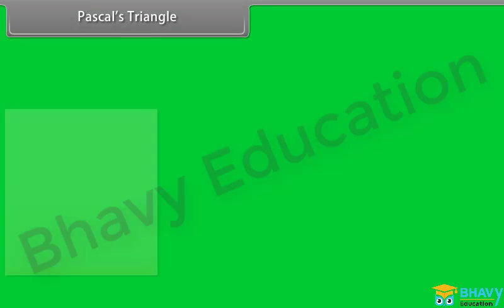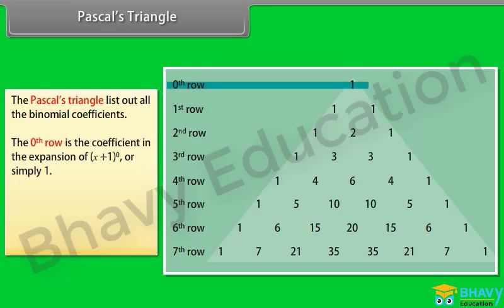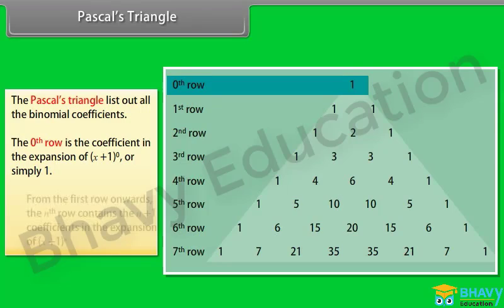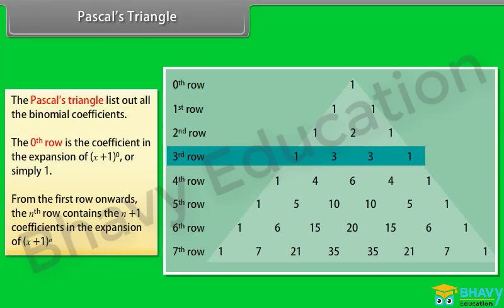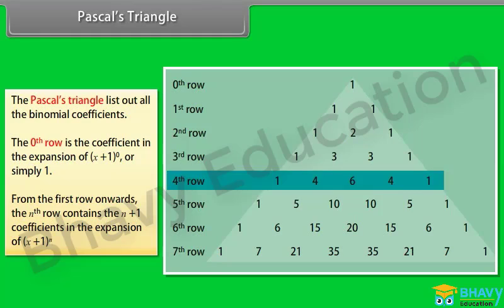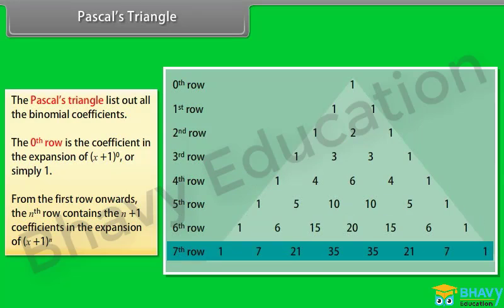Pascal's triangle. Pascal's triangle lists out all the binomial coefficients as shown in the figure given below. The zeroth row is the coefficient in the expansion of (x + 1)^0, or simply 1. From the first row onwards, the nth row contains the n + 1 coefficients in the expansion of (x + 1)^n.